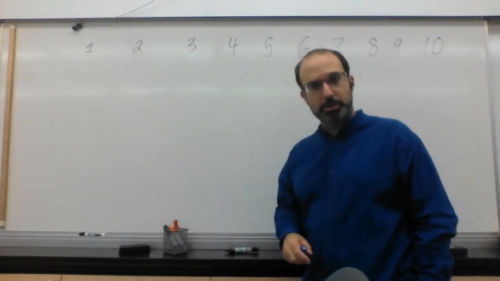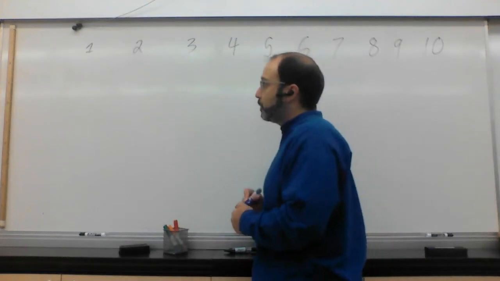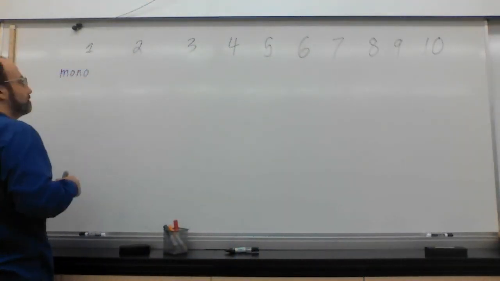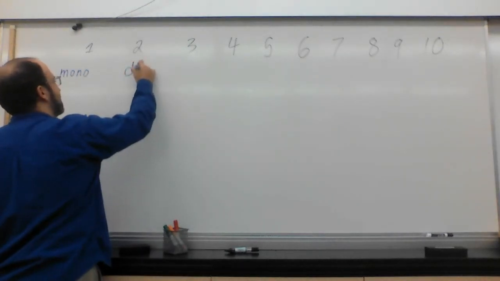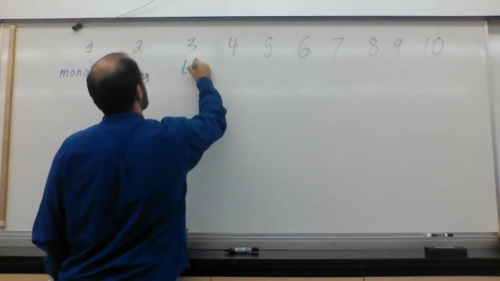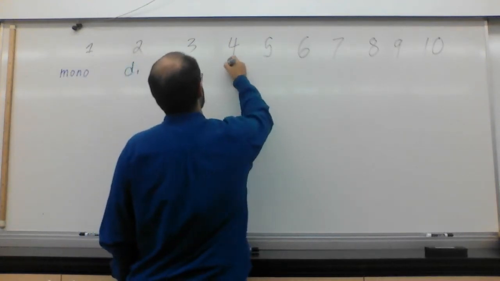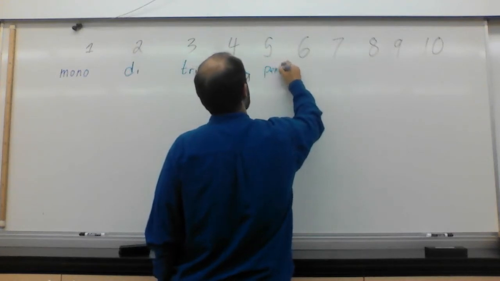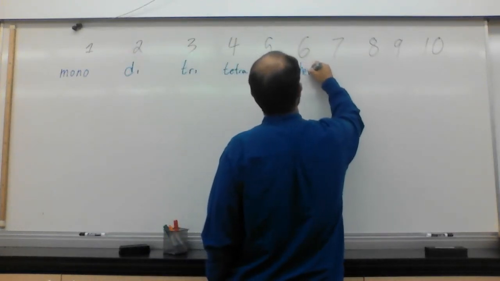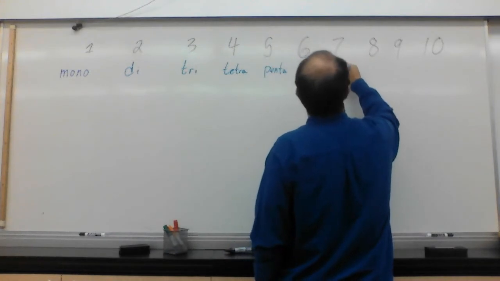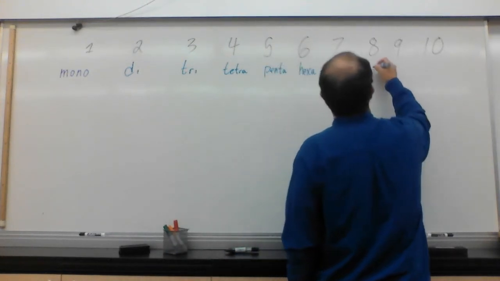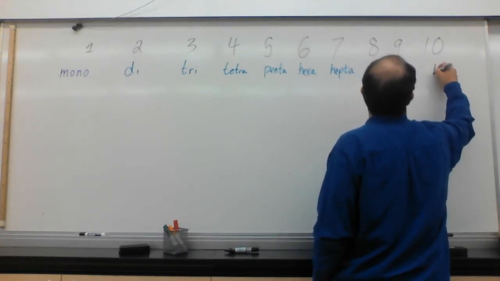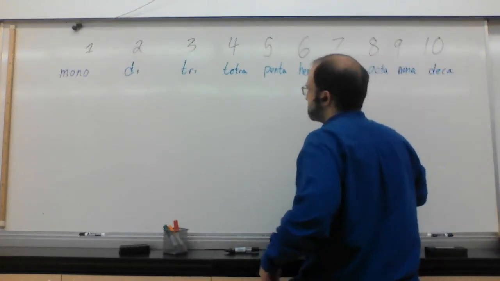And here are the words. The first one is mono. The second one is di. The third one is tri. Then we have tetra, penta, hexa, hepta, octa, nona, and deca.